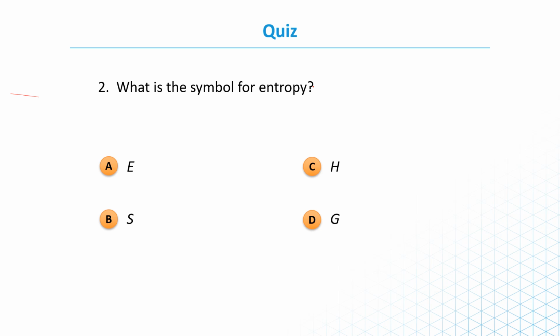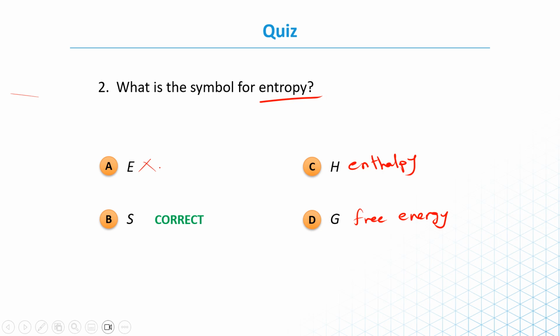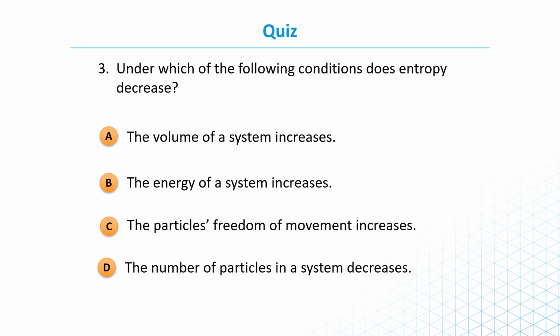What is the symbol of entropy? So entropy is actually S, right? What is H? H is enthalpy. G is free energy. And E, this is the electrical field in physics, okay? We did not study anything about E here, or we'll cover it in term 2, inshallah, when we talk about electrochemical cells, okay?